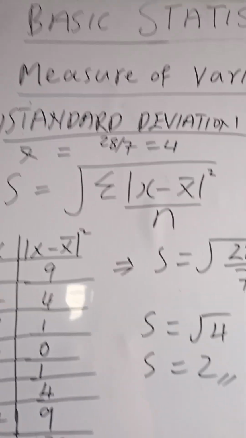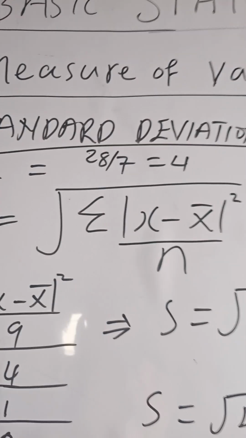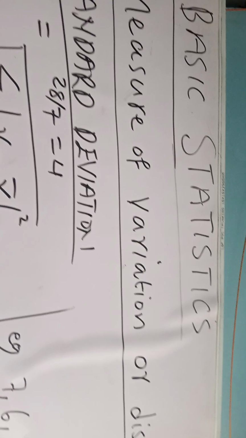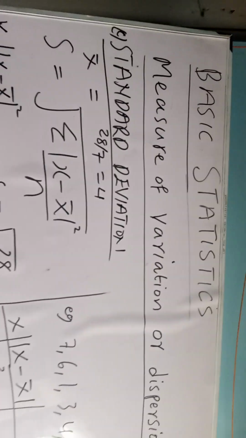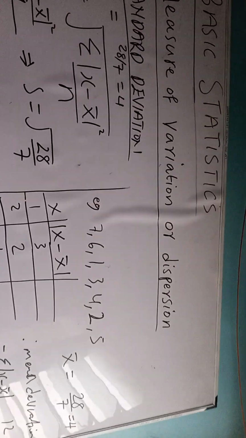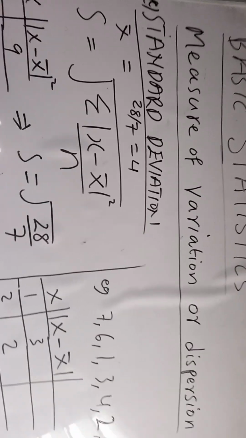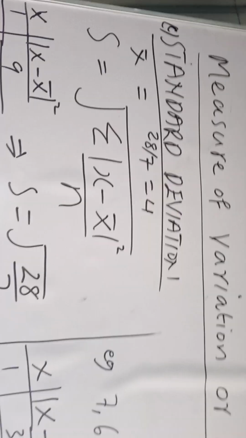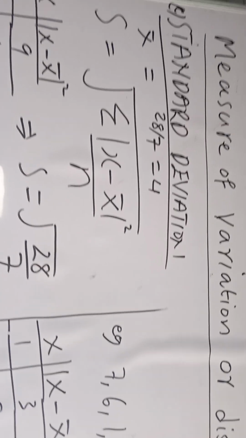Our topic for today is basic statistics, and we are looking at measures of variation or dispersion. Under the measure of variation or dispersion, we are looking at three things: the mean deviation, the standard deviation, and the variance.